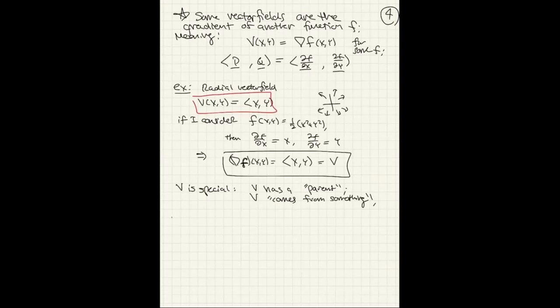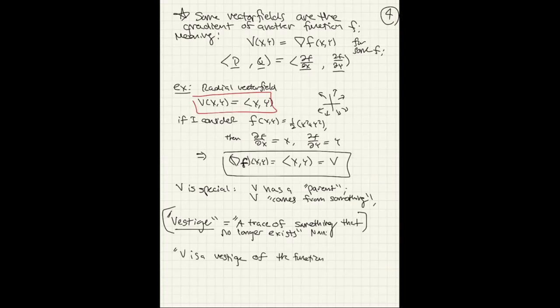But there's this English word called vestige. I actually looked up the definition last night, and it says a trace of something that no longer exists. Okay, it's a noun. And when my professor first taught me this, they used this noun vestige, and they said v is a vestige of the function f. Really, it came from an f. It has a parent.